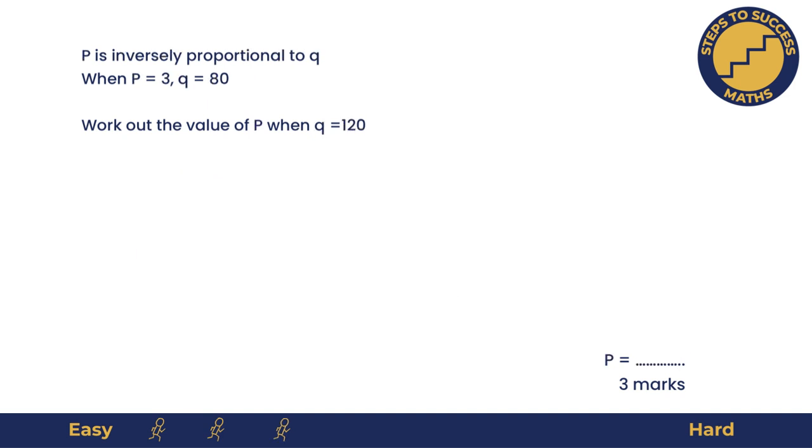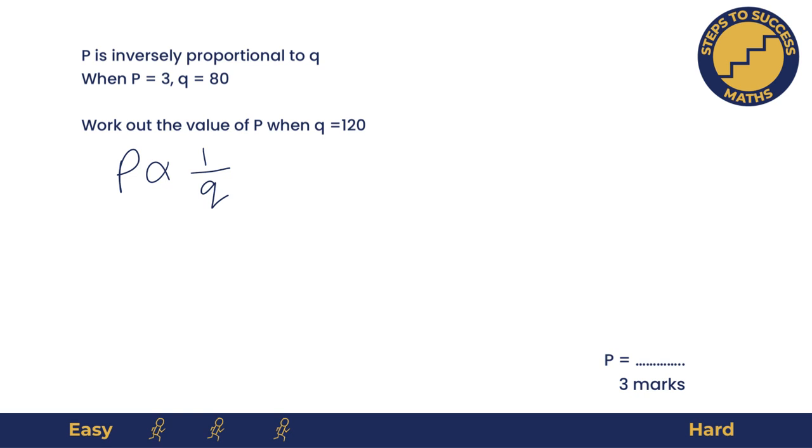P is inversely proportional to Q. When P equals 3, Q equals 80. Work out the value of P when Q is 120. So this time it's inversely proportional. So P is proportional to 1 over Q. It's important to use 1 over when we talk about inversely proportional.